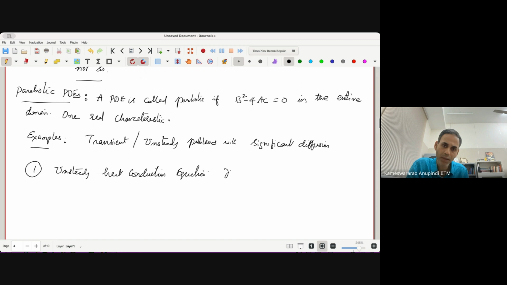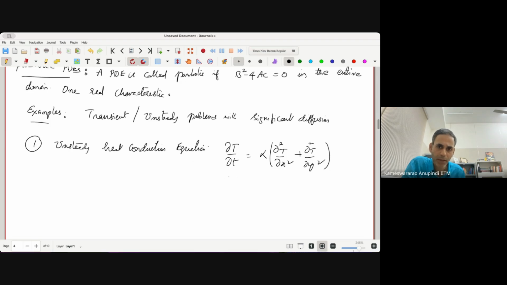Okay, the heat equation is given as partial T by partial t equals alpha times partial squared T by partial x squared. Okay, this is in 1D. Or we can even write this as alpha times partial squared T by partial x squared plus partial squared T by partial y squared. Okay, so that's a parabolic PDE.